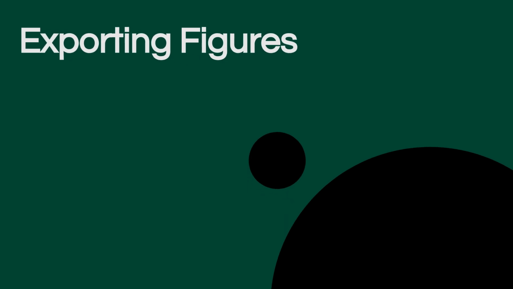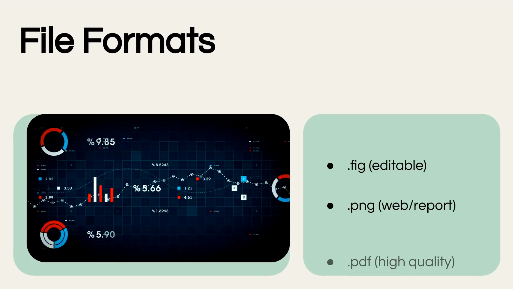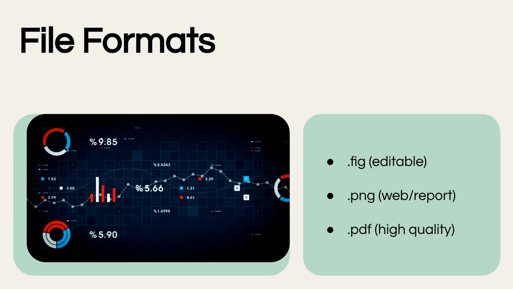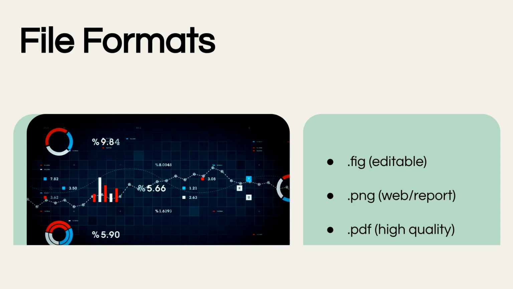Beyond just raw data, often you need to share your visualizations. Let's cover exporting figures. When you have a figure generated, you can use the "save as" command or the export option in the figure window to save it. For instance, to save a figure, you might use saveas gcf myfigure.png. MATLAB supports many formats, including the editable .fig format, standard image formats like .png, and high-quality options like .pdf for publication and reports.